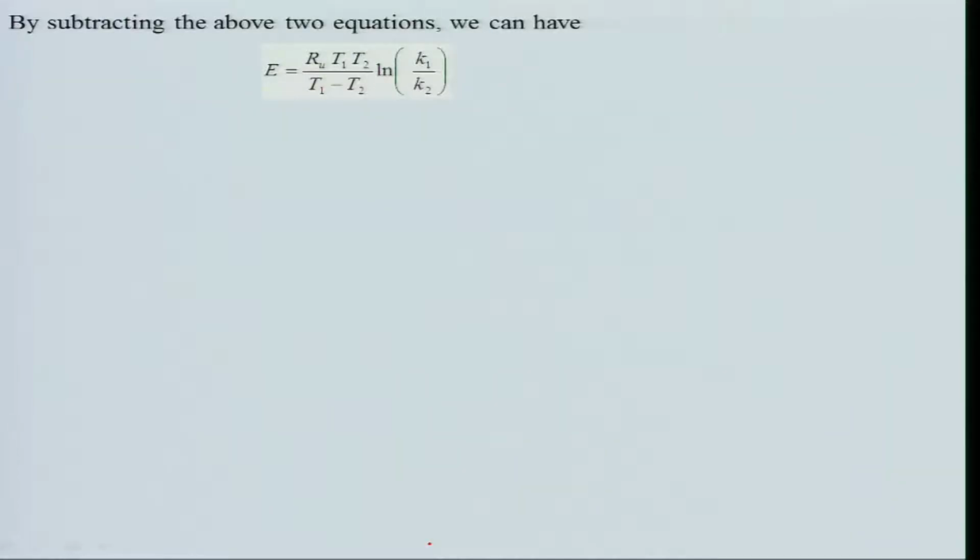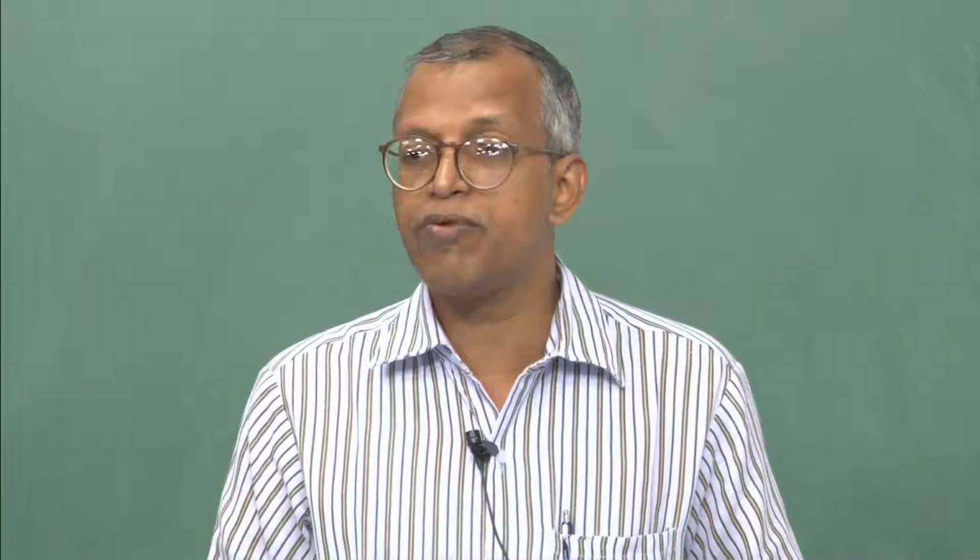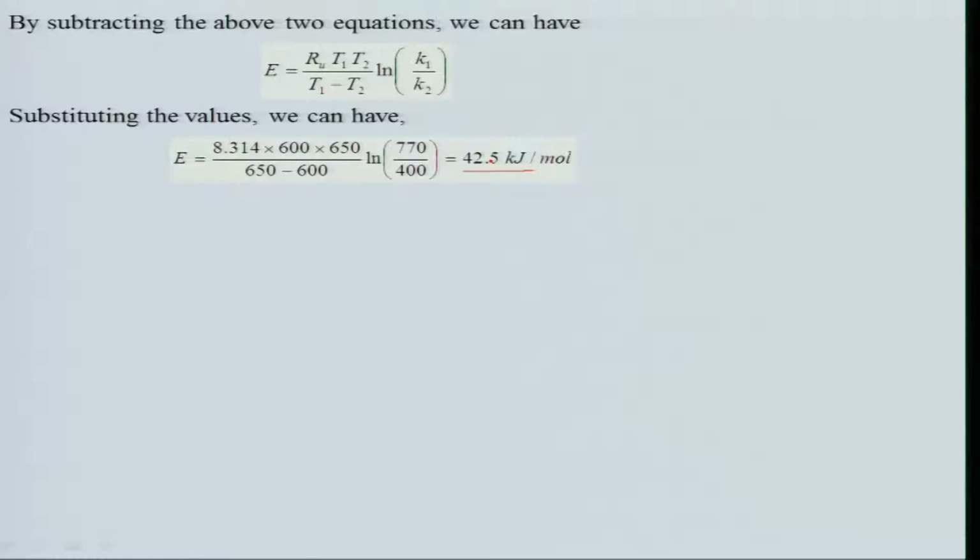Let us look at that. E becomes R_u T1 T2 divided by T1 minus T2, times ln K1 by K2. All of these are known: K1, K2, T1, T2, R_u. So, you just substitute those values and you will get 42.5 kilojoule per mole. Keep in mind that the units must be the same, this is very important, otherwise you will land on different values. So, what have we learned from here?